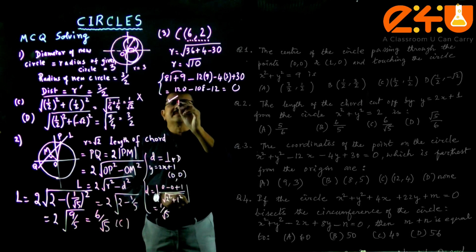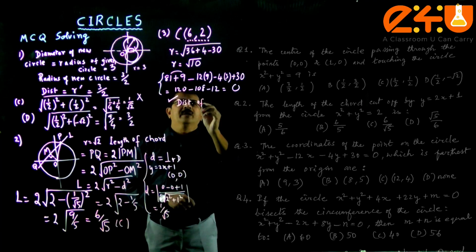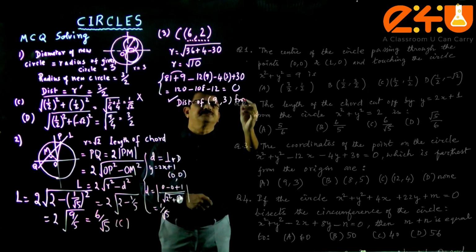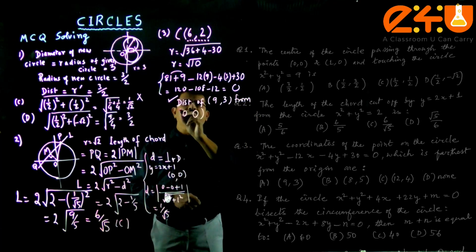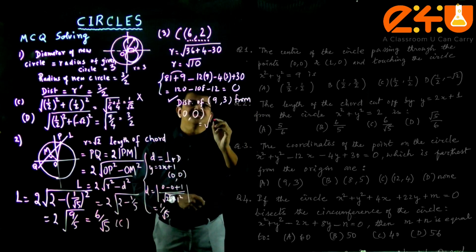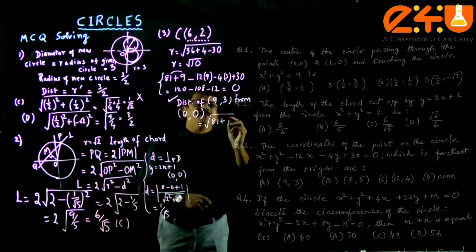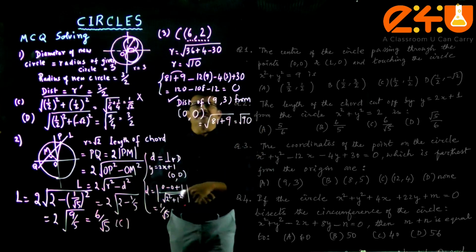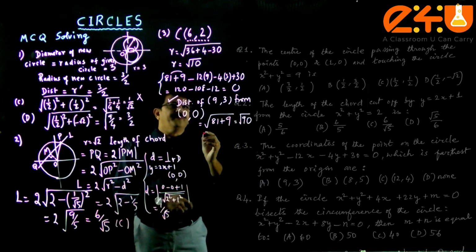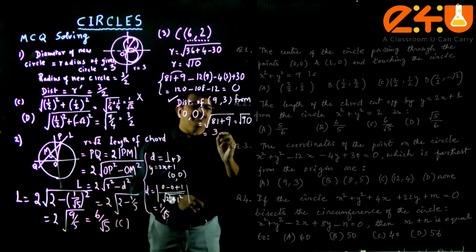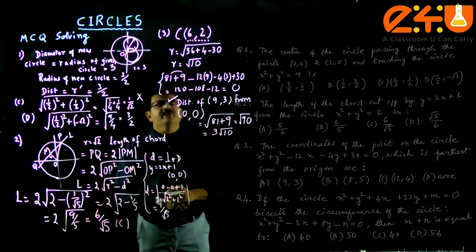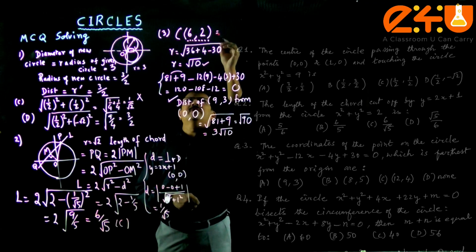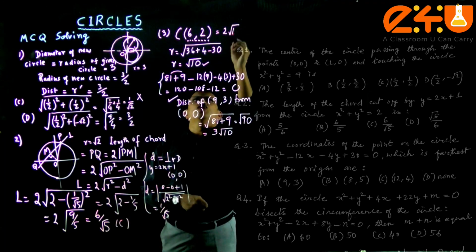And what about the distance of (9, 3) from the origin? Let us calculate the distance. (9 minus 0) whole squared plus (3 minus 0) whole squared. So it is square root 90. Square root 90 makes, it is very simple, 3 times root 10. We already saw the radius is root 10. The distance of the center is root 40, which is 2 root 10.